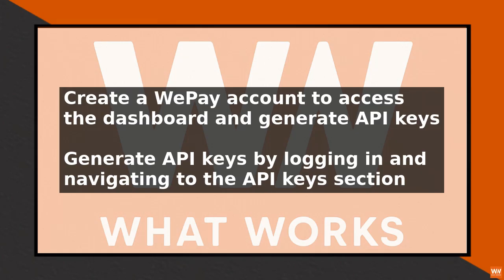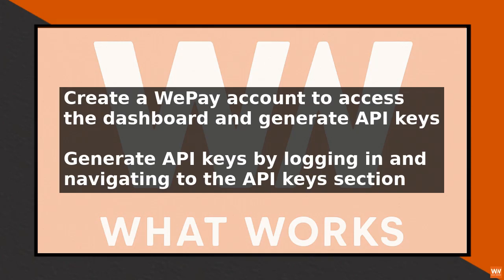There are two types of API keys in WePay: production and staging. The production key is used for live transactions, while the staging key is used for testing and development. Make sure to use the correct key for your application, as using the wrong key can result in errors or failed transactions.